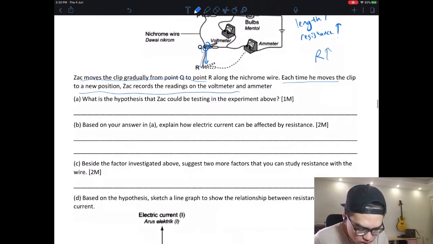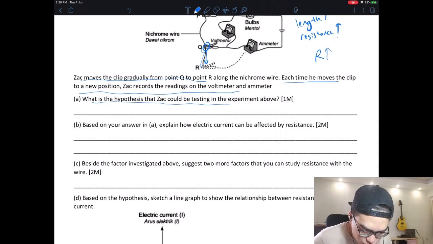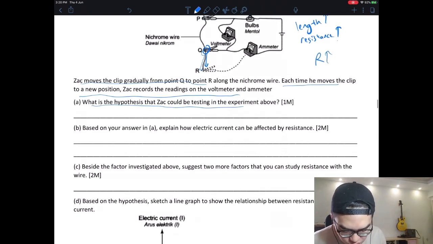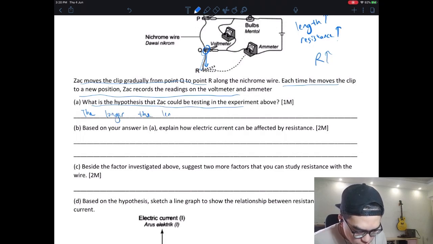What is the hypothesis that Z could be testing in the experiment above? So the hypothesis: the longer the length of nichrome wire, the higher the resistance.